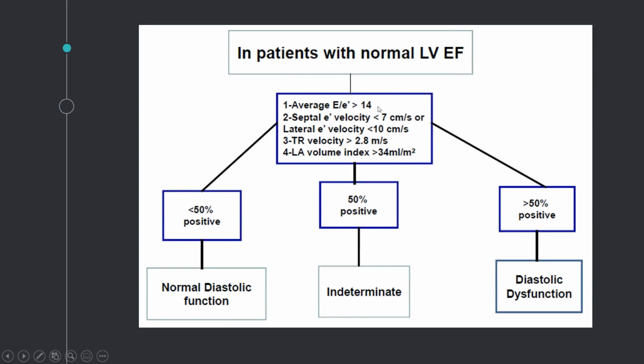First would be average E to E prime ratio. If you remember back, in severe diastolic dysfunction, your E should be very high and your E prime should be low because of diastolic dysfunction. So E over E prime is going to be very high, and 14 is the cutoff. So that's what number 1 is looking at. Number 2 looks at basically your E prime velocity. It should be low in diastolic dysfunction. Exactly what it's saying here.